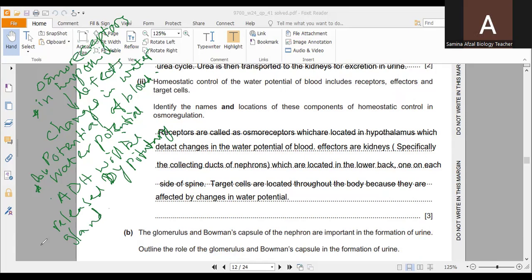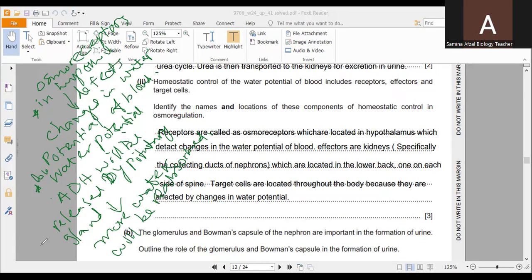So what will be its effect? ADH will act on the collecting ducts of the nephrons in the kidney, making them more permeable to water. This allows more water to be reabsorbed. If water potential is low, ADH will be released. ADH is a hormone secreted by the pituitary gland. It controls the water potential inside the body cells.